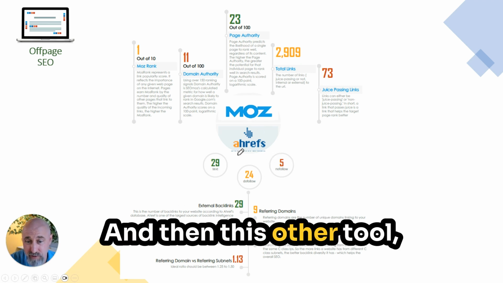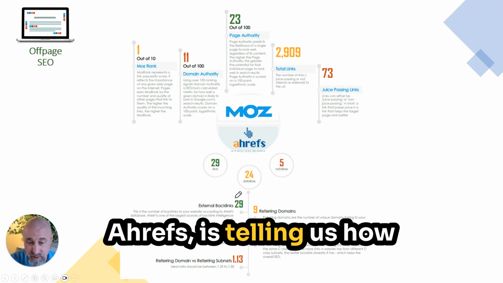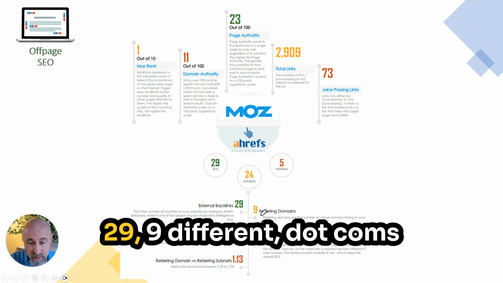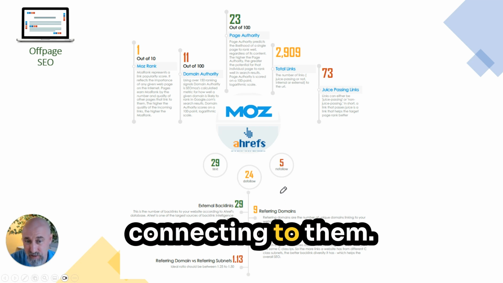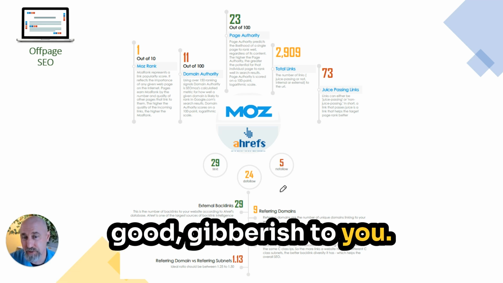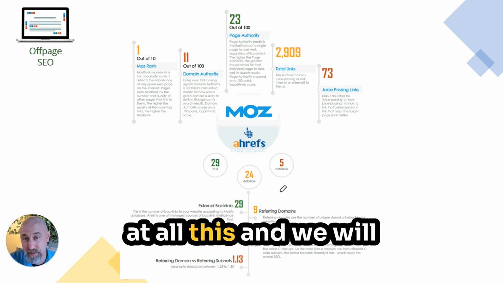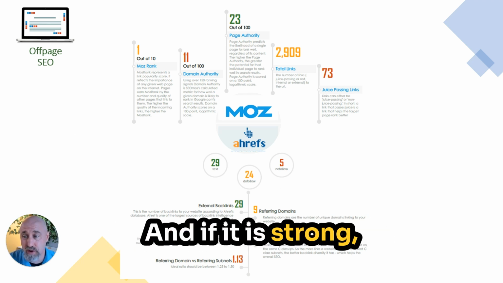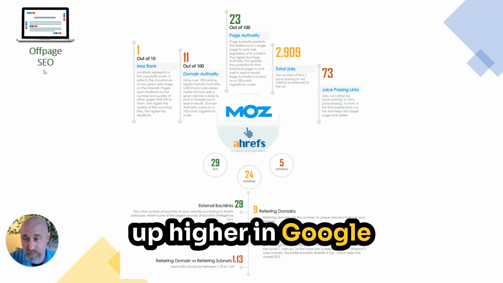And then this other tool, Ahrefs, is telling us how many connections from other websites there are: 29 different .coms connecting to them. So this might look like all gibberish to you, but essentially we look at all this and we get a sense of how strong your website is. And if it is strong, then you can show up higher in Google.